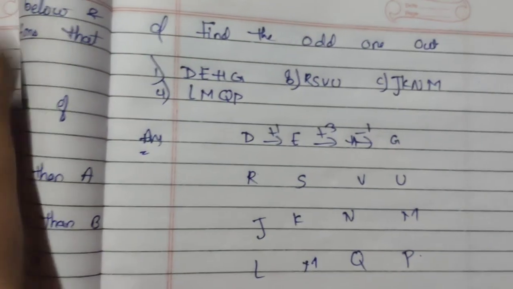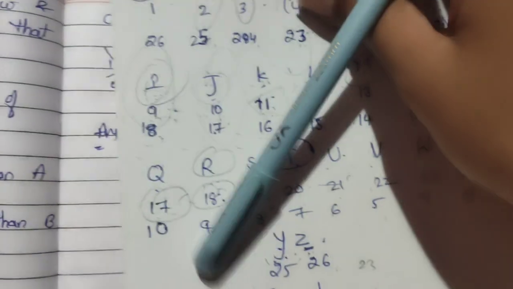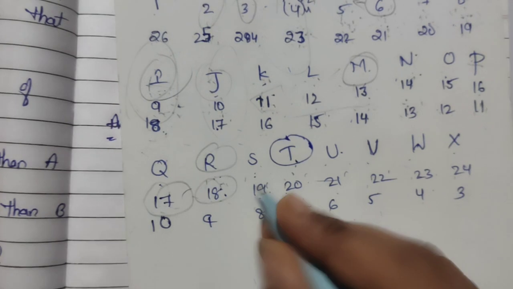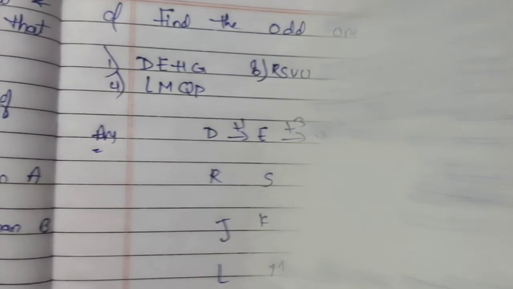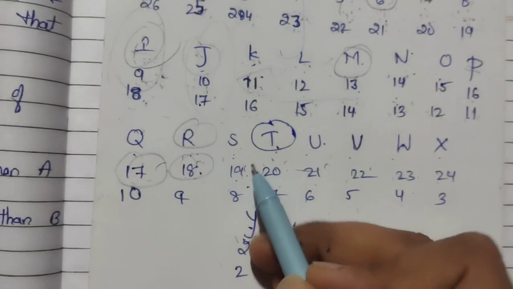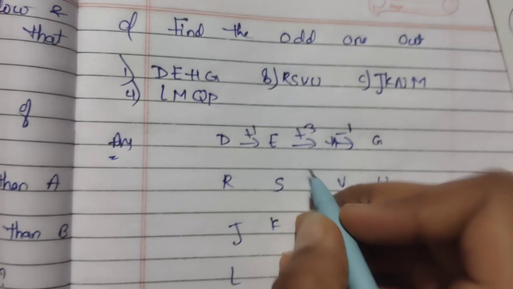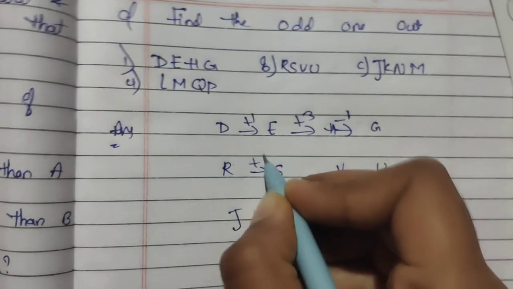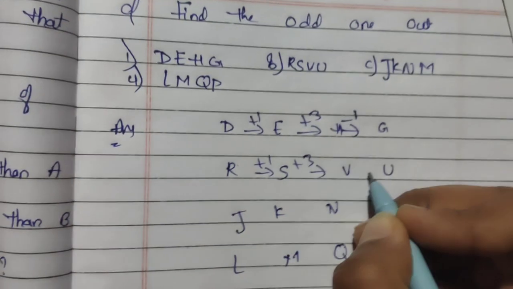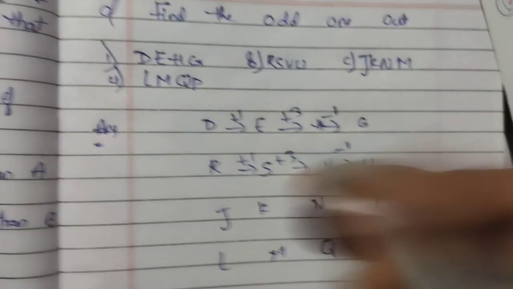Now let's see the other values also. R and S means plus 1. Next S and V: S, 1, 2, 3, means plus 3 like the above, and then V and U means minus 1. So here also it is the same way: plus 1, plus 3 and minus 1. It is following this pattern, and in all the options it should follow that same pattern.